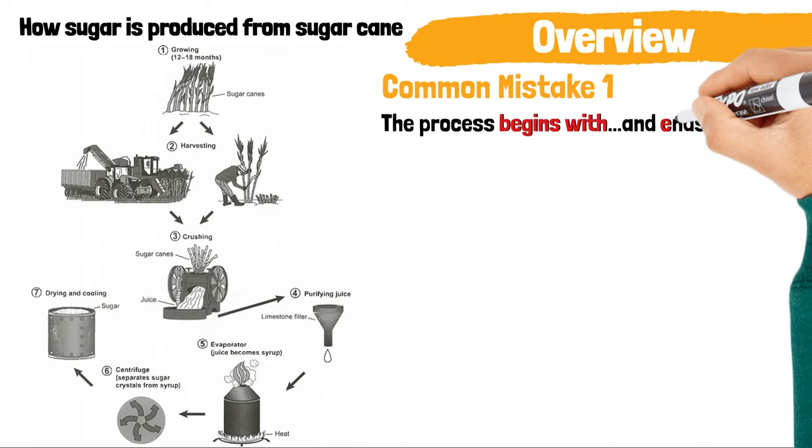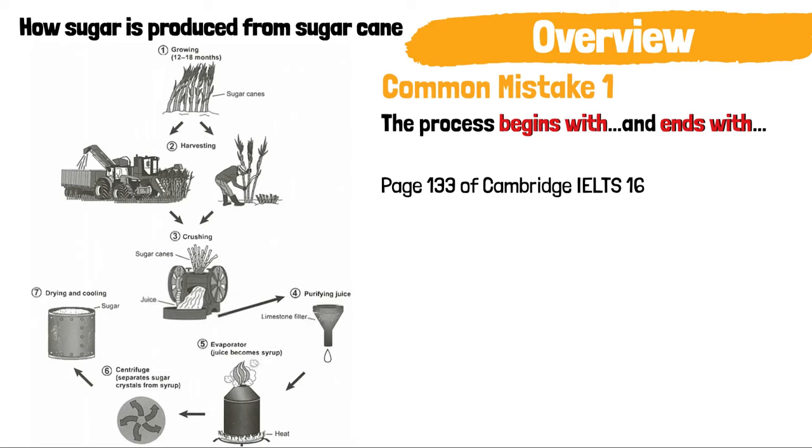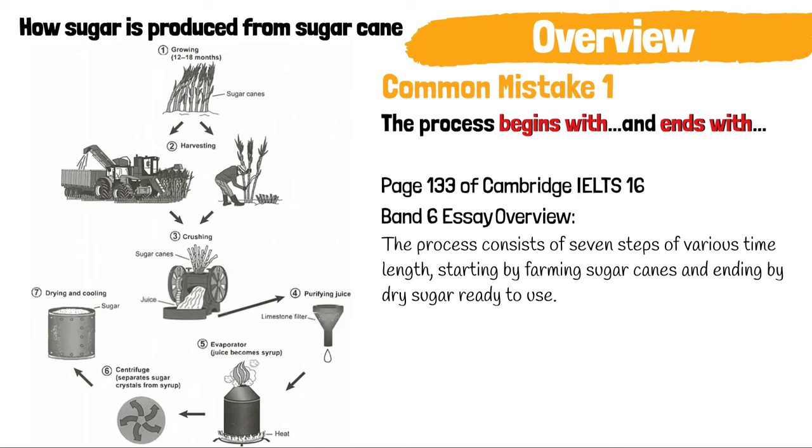You guys see on page 133 of Cambridge IELTS 16, there's an answer written by a candidate who scored 6. Let's look at the overview he or she wrote. The process consists of 7 steps of various time lengths, starting by farming sugar canes and ending by dry sugar ready to use. Let's ignore the grammatical mistakes here.